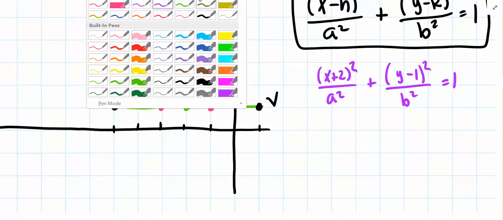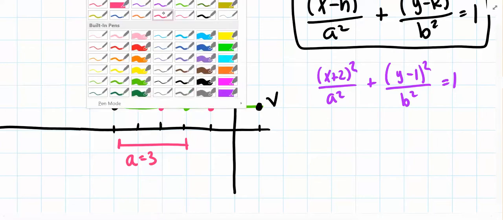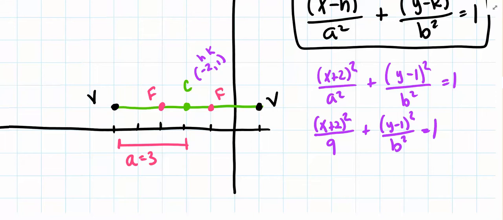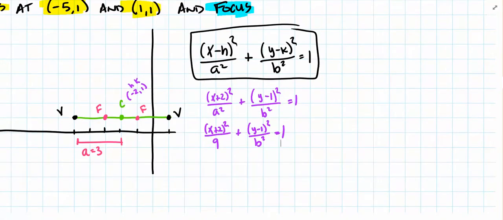Now remember that a is the distance from the center to a vertex. So a in this case is a distance of 1, 2, 3 units. So I can keep building up my equation. Now I have this: x plus 2 squared over a squared, which is now going to be 9, plus y minus 1 squared over b squared equals 1. So far so good. The thing that I need now is b squared. I'll put this back to normal view so we can all see. Okay, right there. The thing that I want now is to figure out what b squared is.